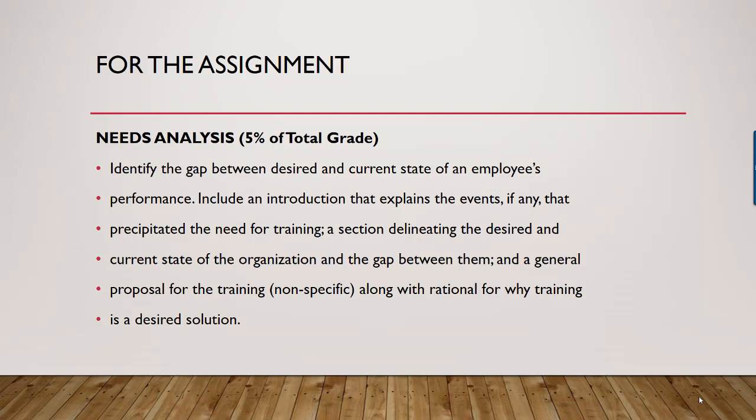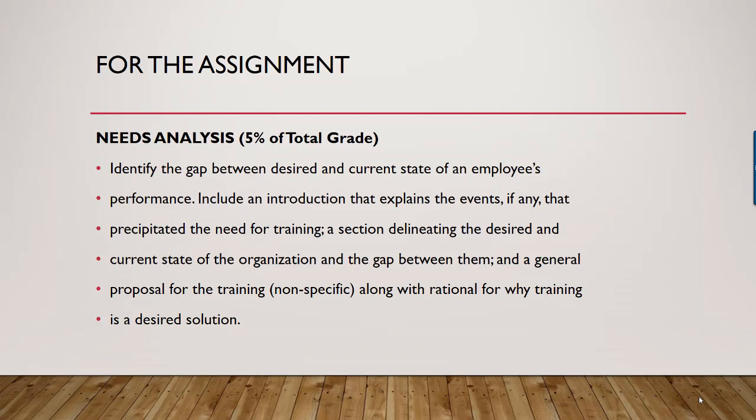You need to identify the gap between the desired and the current state of an employee's performance. Include an introduction that explains the events, if any, that precipitated the need for the training. So here's where you need to get into the why do we need to train somebody? Why do we need to build this 4-hour training? And then, of course, you have to have a section detailing the desired and current state. So that's the gathering the data that I was talking about. So you're going to have to explain that, of course, not in bullet points necessarily, but more in a paragraph format, kind of like a narrative, and the gap between those two states.